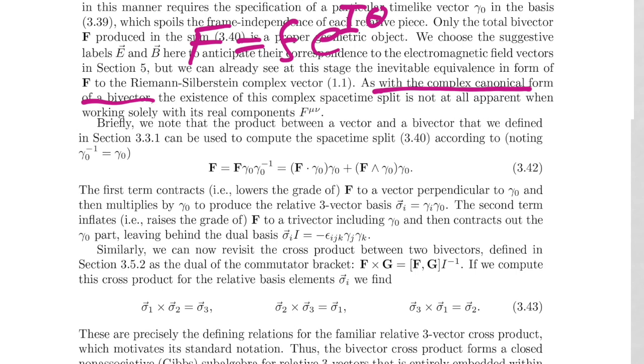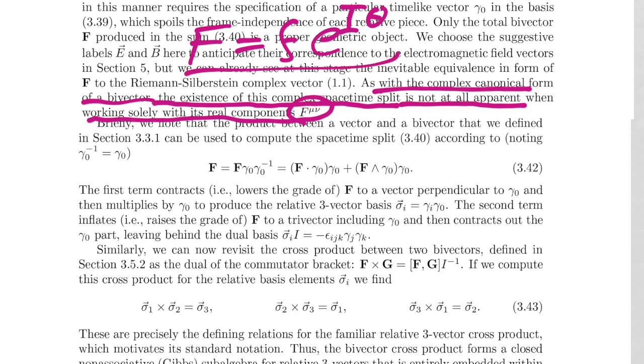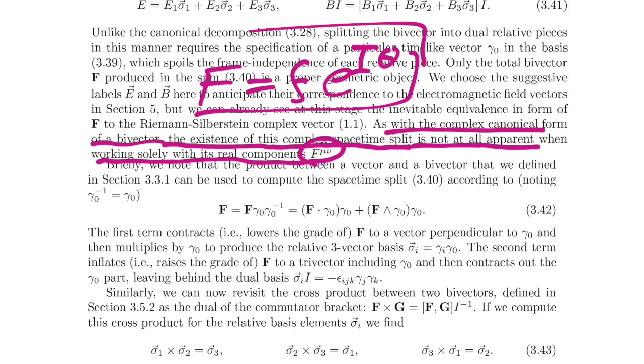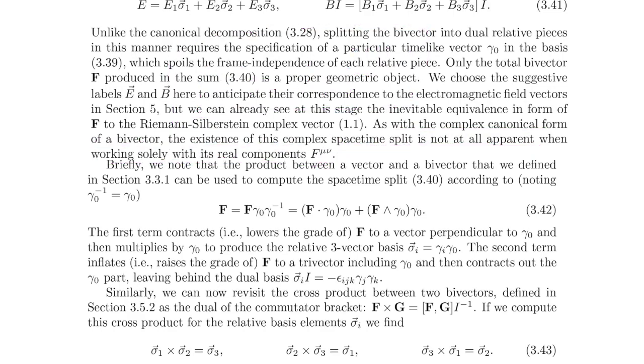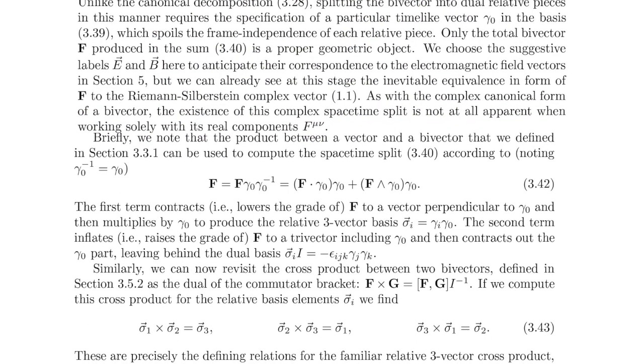With the complex canonical form of a bivector, the existence of this complex spacetime split is not at all apparent when working solely with the real components in the magnetic field tensor. Well, I definitely understand that this thing here is hard to understand in terms of tensor analysis. Not sure that I'm going to immediately agree with this, right?